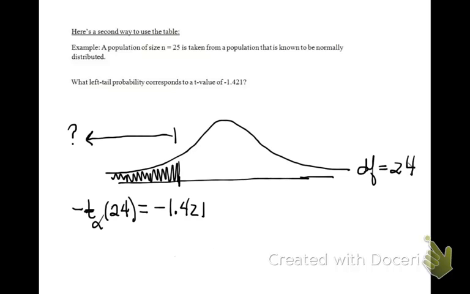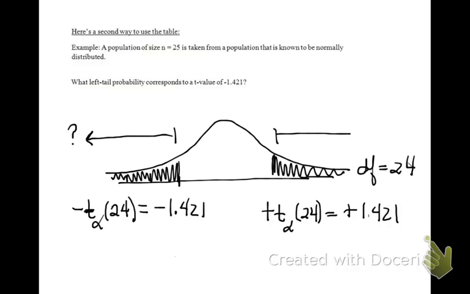We must remember that the table won't tell us the value from a number and down. It will only tell us the probability from a number and up, so we'll need to use our symmetry property. So we'll have to remember that whatever this probability is, it's the same probability as being at positive 1.421 and larger, the positive t sub alpha of 24. Let's go look in the table.